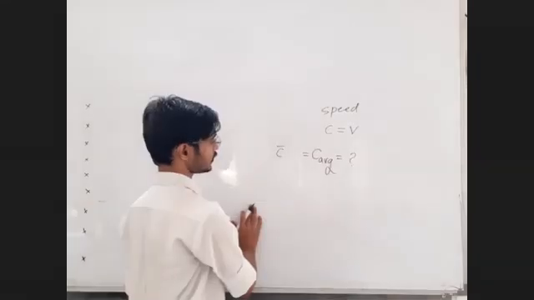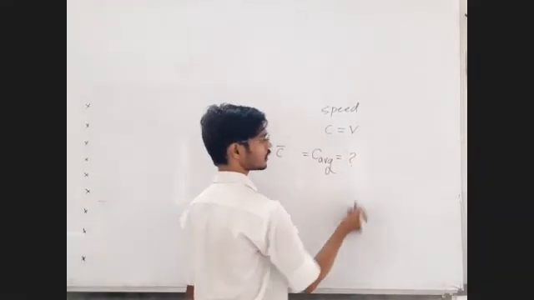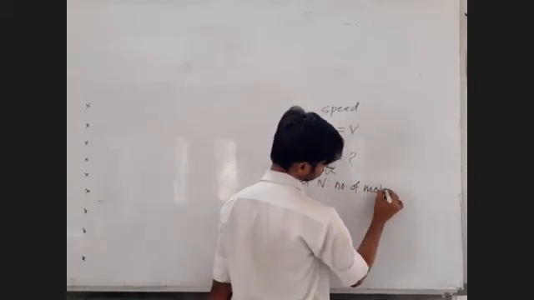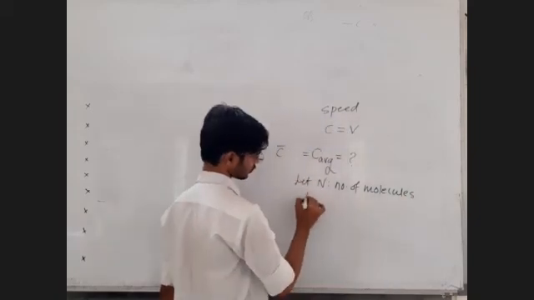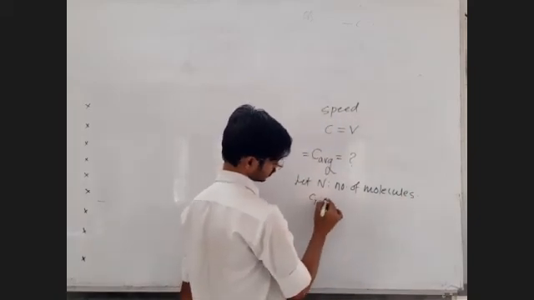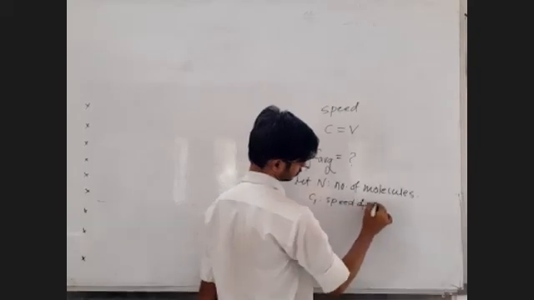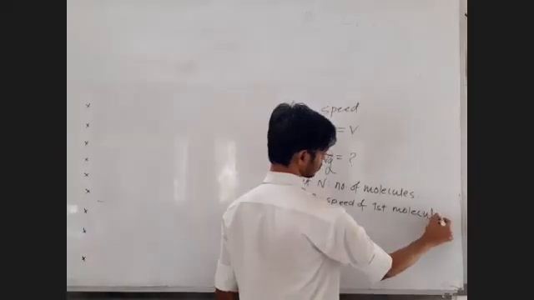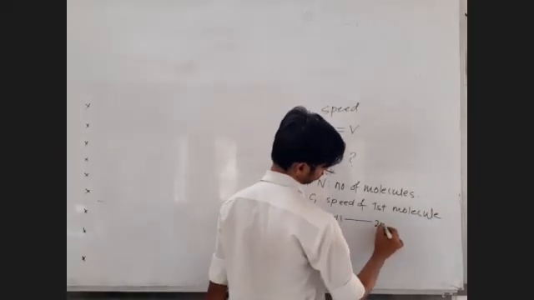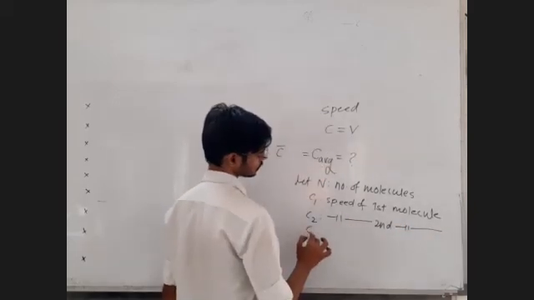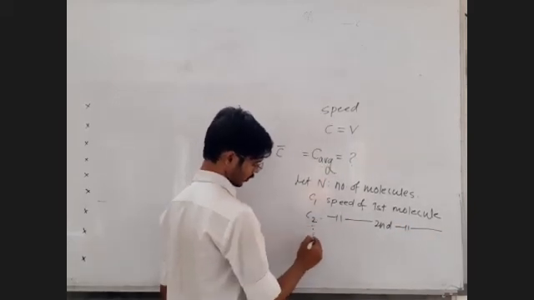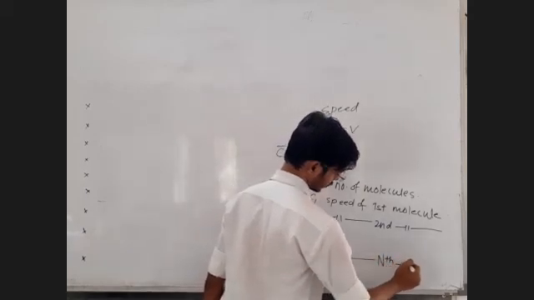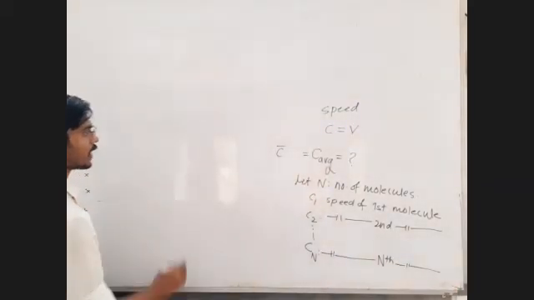The average value of speed is equal to question mark. So let capital N be the number of molecules. Then let us write c1, the speed of first molecule. Just write all the conventions. Keep on writing along with me. c2 is the speed of second molecule, and so on, up to nth molecule. Total number of molecules are N. cn is the speed of nth molecule.